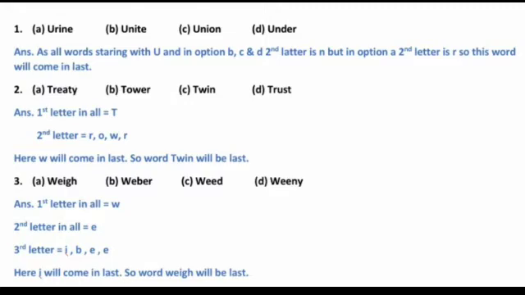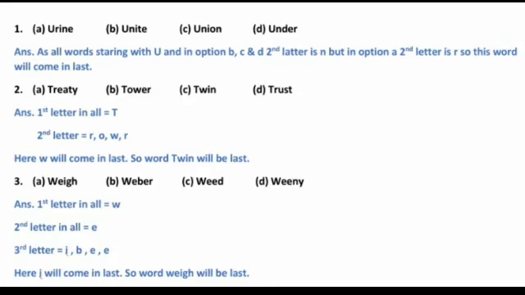As we can see, in options B, C and D the first 2 letters are the same, UN, UN, UN. But in option A, the first letter is the same and the second is R. According to the English alphabet, R will come last. So simply we can say that this word will come last, and option A is correct.